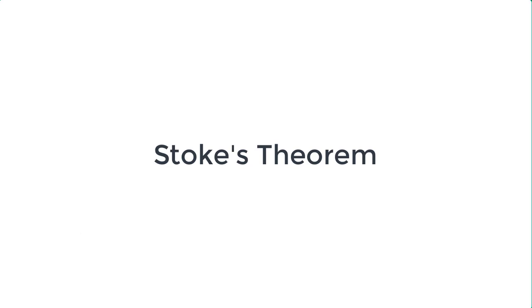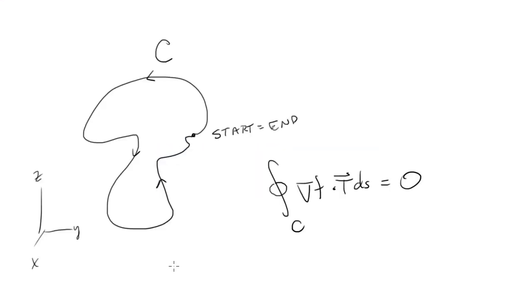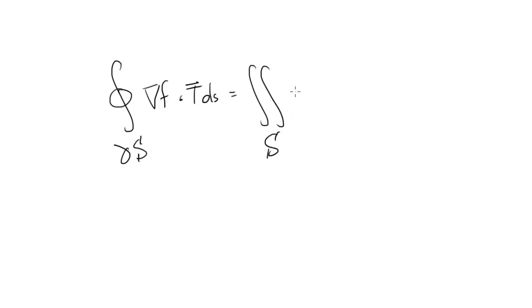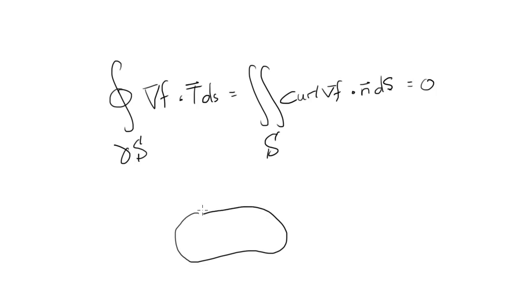Apply conservative vector fields to Stokes' theorem. So now we're going around the outside of some surface, doing a loop integral around the outside of a surface S. Stokes' theorem, that's the same as the curl over the interior. And that's 0. So the loop is the boundary of the surface. The surface is anything with that boundary.